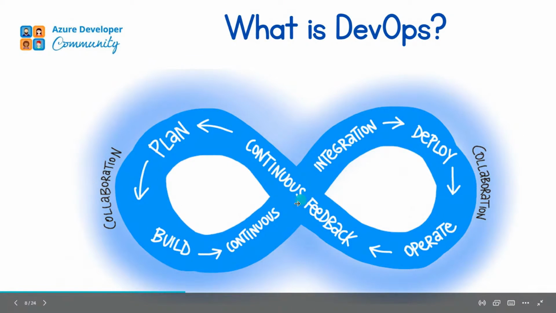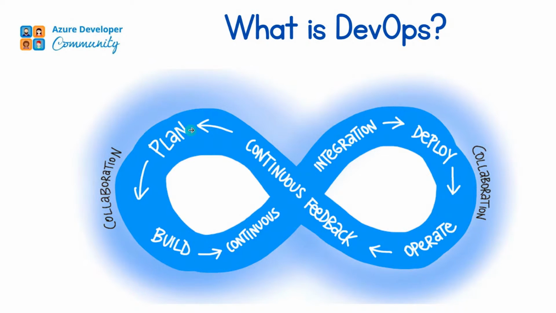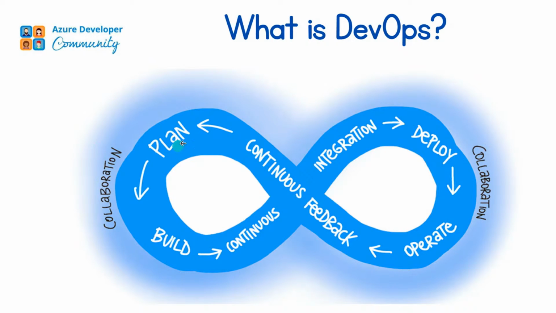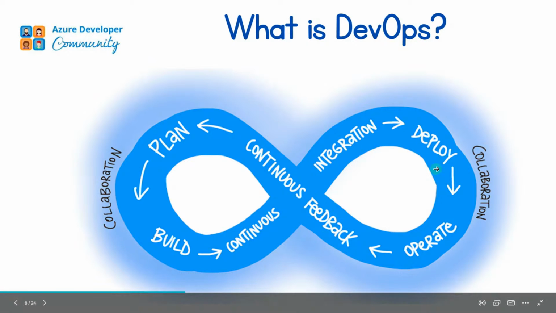So what is DevOps? First of all, if you know about the SDLC, the software development lifecycle, there is one phase of communication, knowing the requirements of the end user or customer, then plan, then build, then continuous integration, then deploy, then operate. From feedback, make changes, or from a bug, resolve it. For that, make a plan, then build, then integration, then deploy.